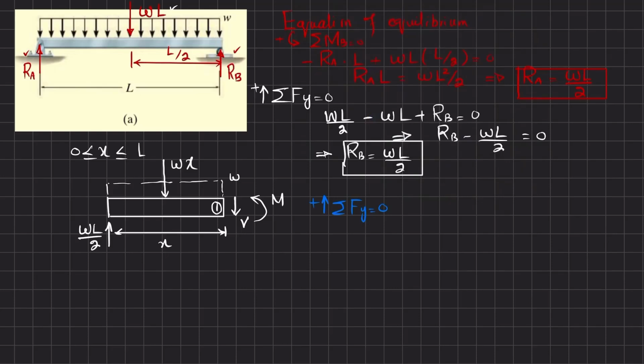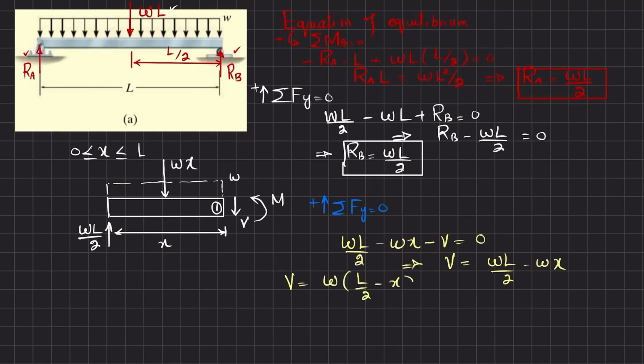You can see that we have three forces. One is this one, the other one is this one, and the third one is the shear force. Their sum must be equal to 0. So I will write WL over 2 minus W into X minus V is equal to 0. From here you will get V is equal to WL over 2 minus W into X. If you take W as common, we have W into (L by 2 minus X). This is the shear force equation for the range X greater than 0 and less than or equal to L.